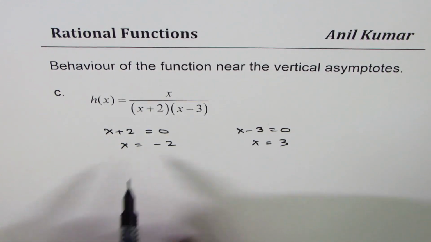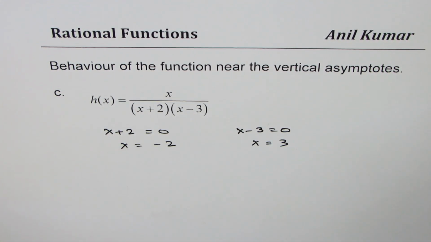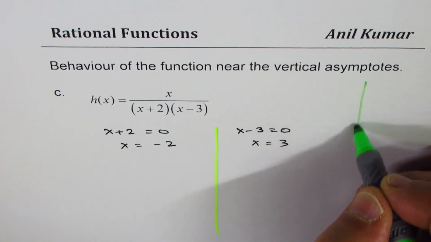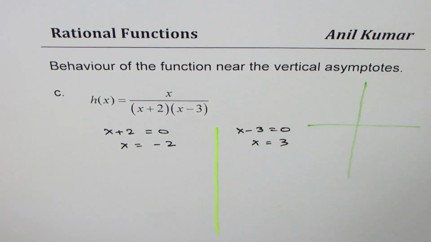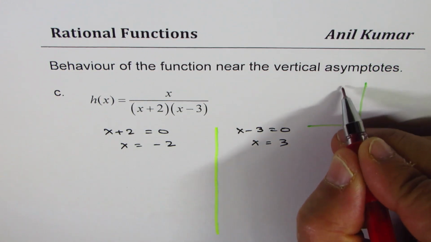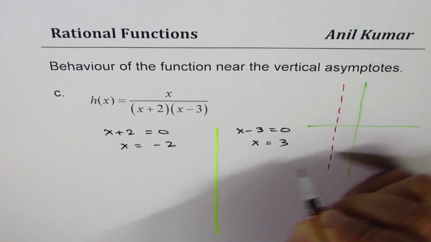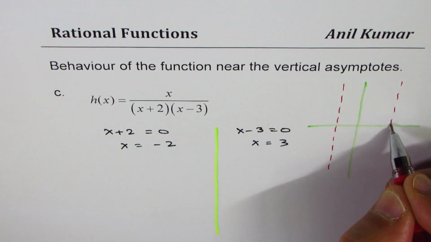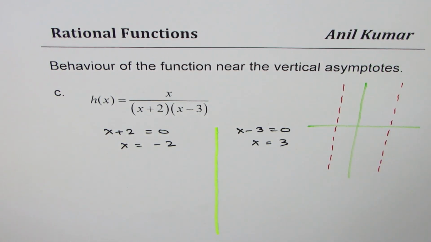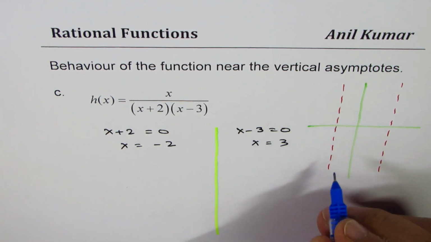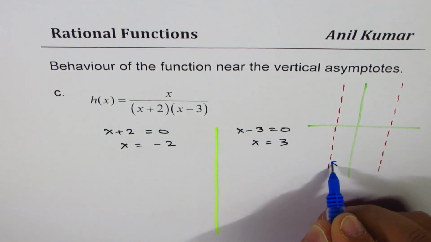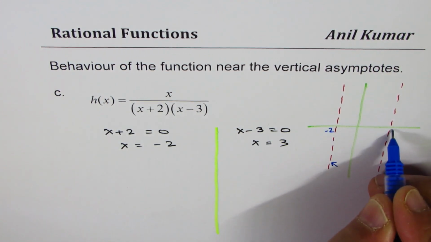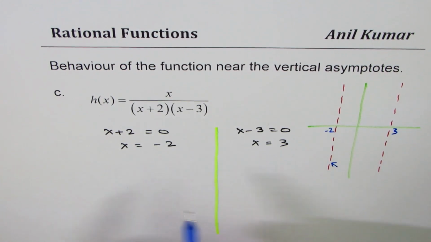We are interested in finding behavior near the vertical asymptotes for these two, right? If you want to sketch it, we can just make a rough sketch here. So we have two vertical asymptotes, one at minus 2, the other one is at 3. Let me write minus 2 and 3 here. So behavior near minus 2, let's discuss.